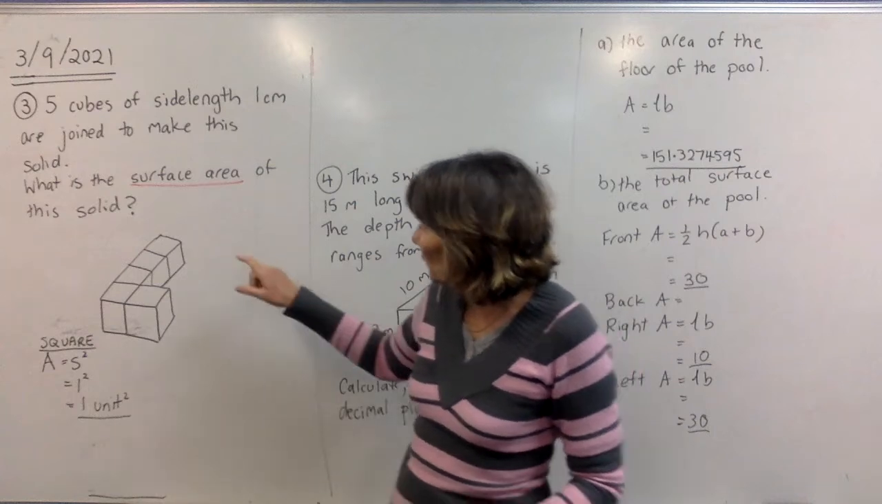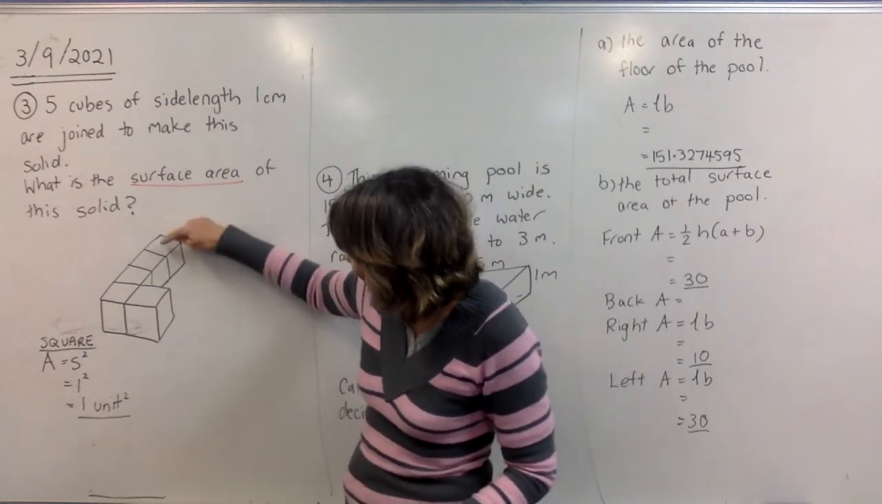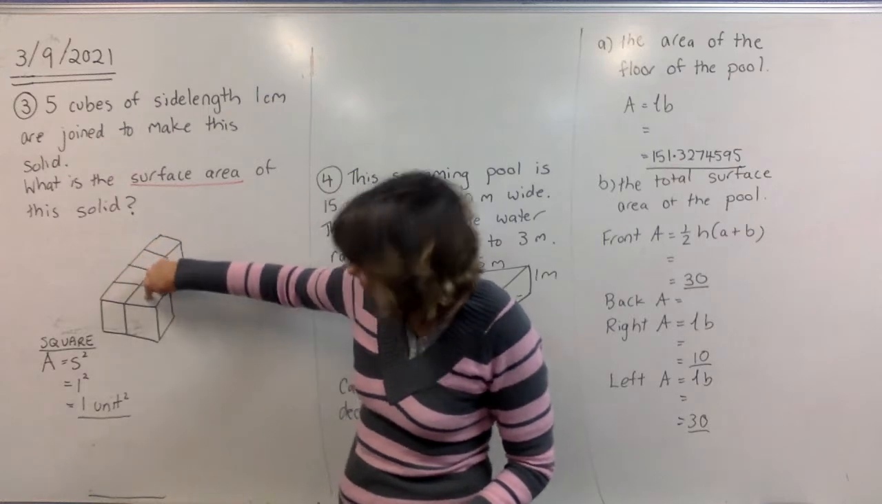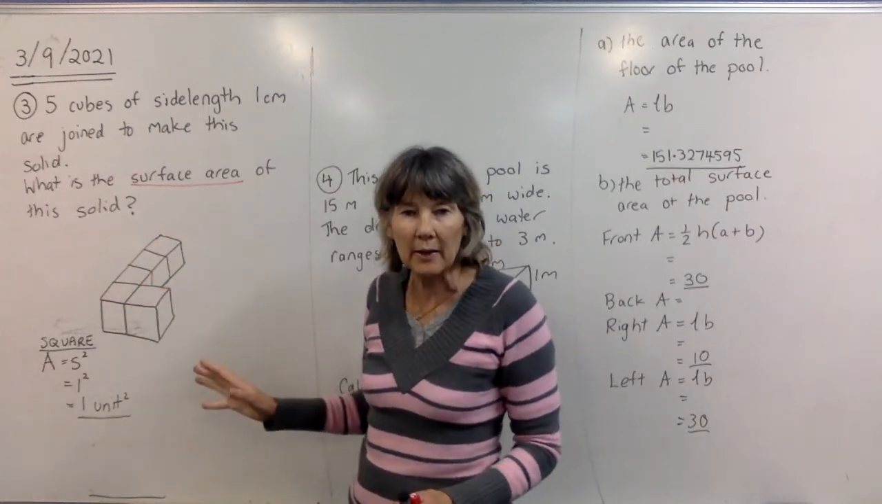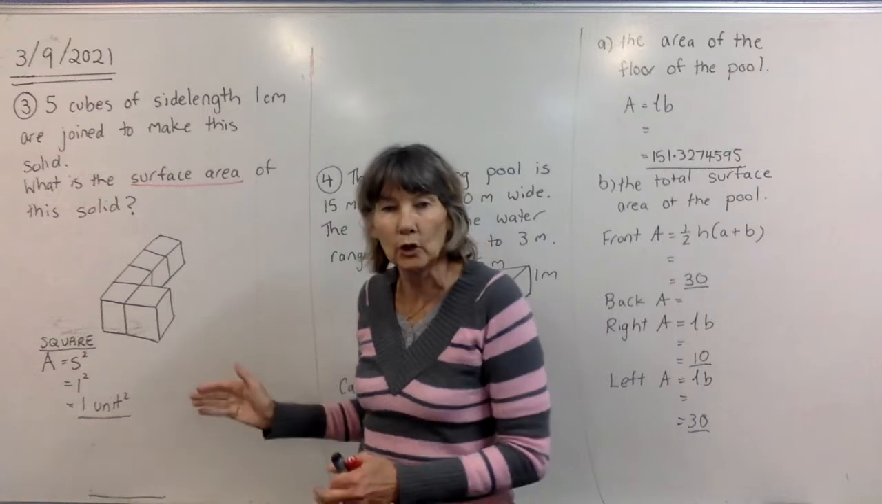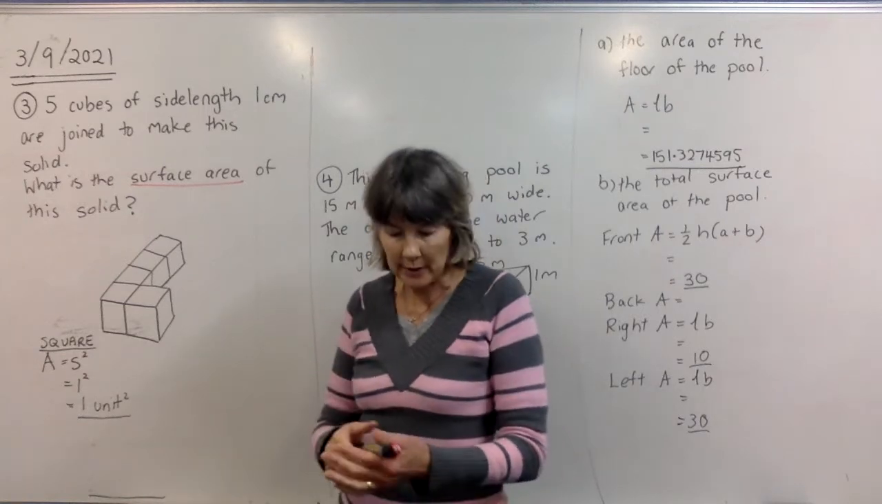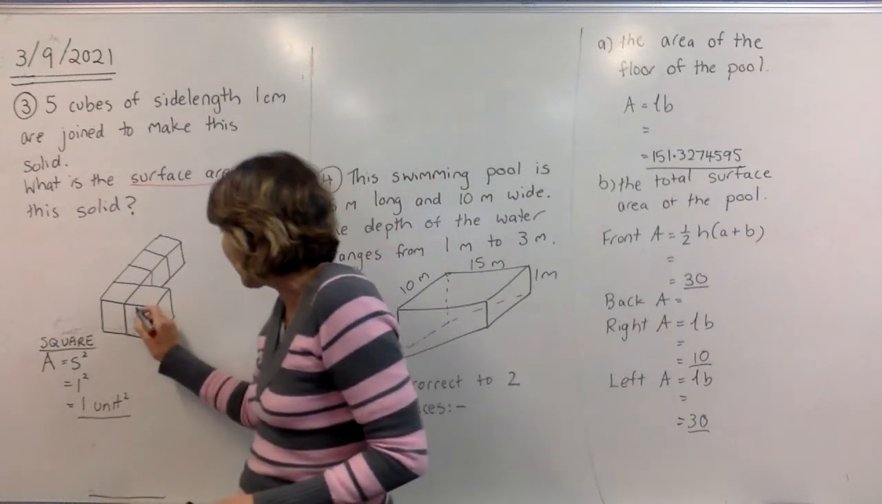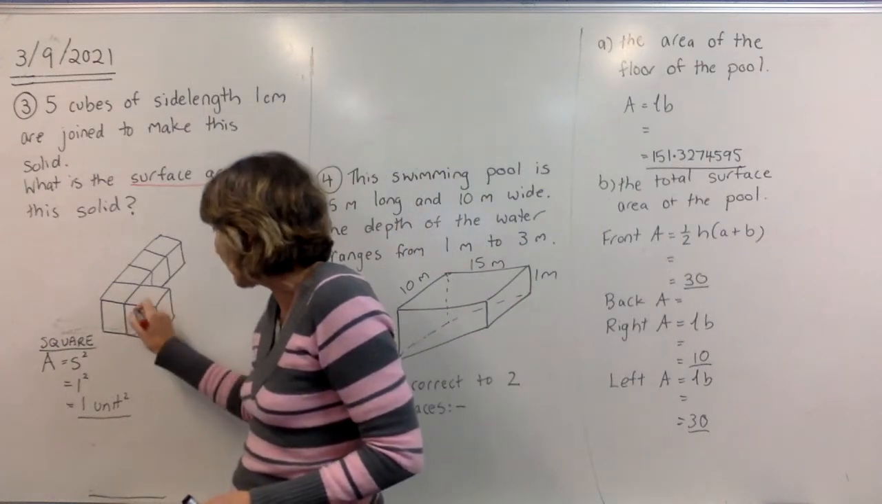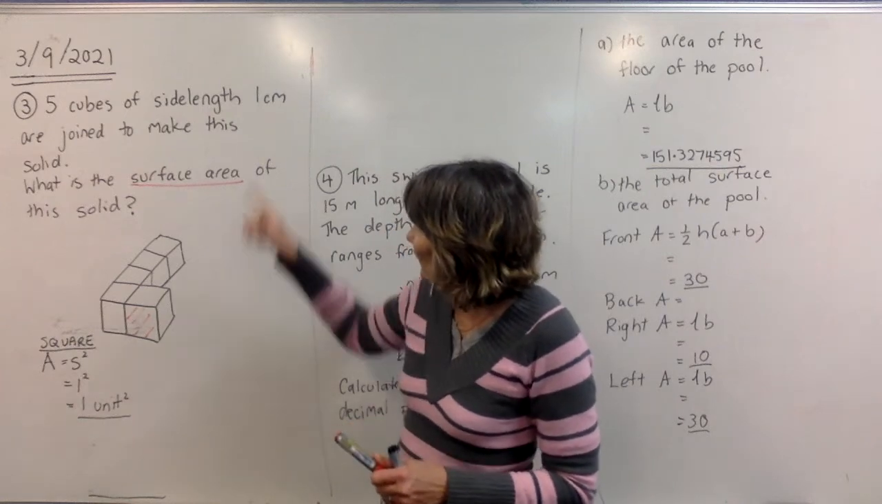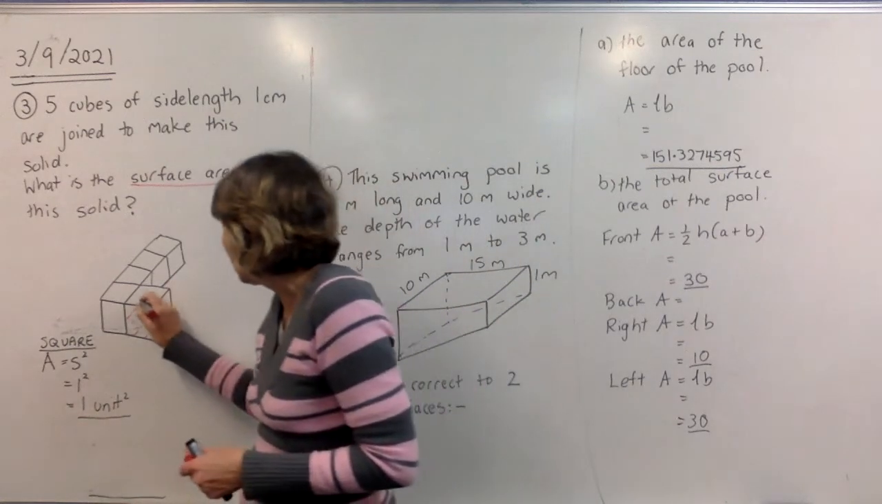Alright, so if you have a look at this, here are the 5 cubes: 1, 2, 3, 4, 5. And they've been stuck together to form this thing. They've been glued together. Okay, so if we look at just the area of 1 square, it doesn't matter which square, the side length of the square is 1 centimetre.